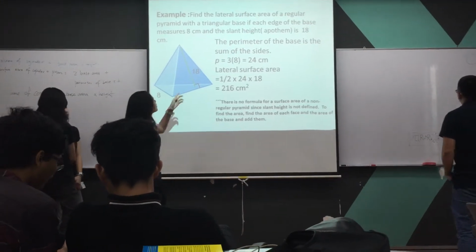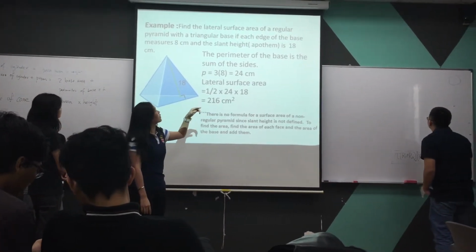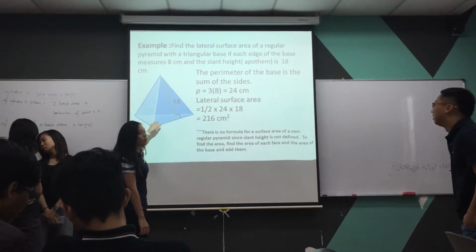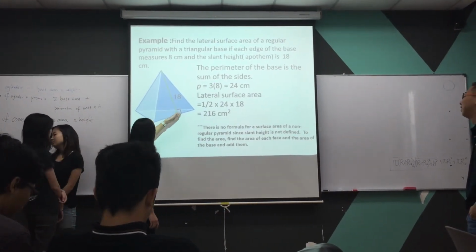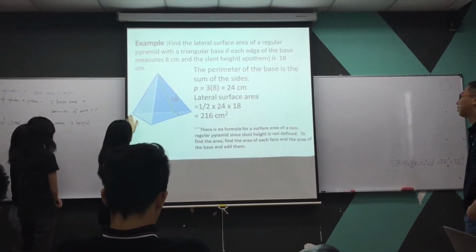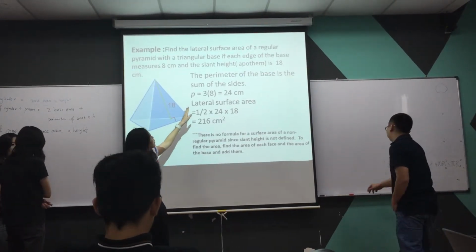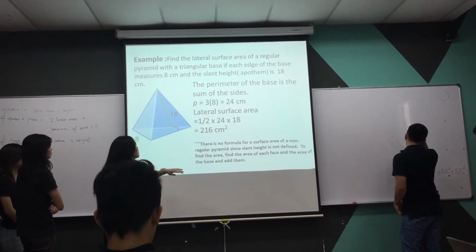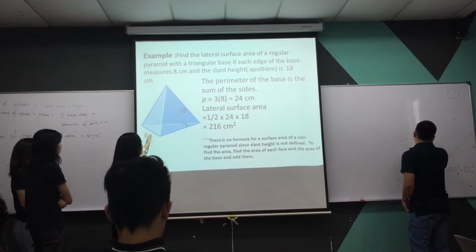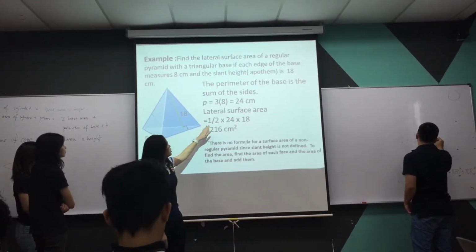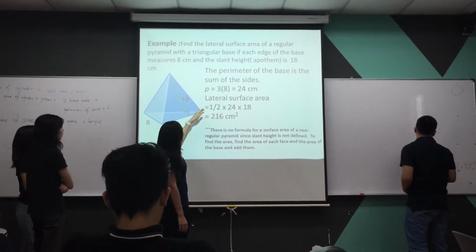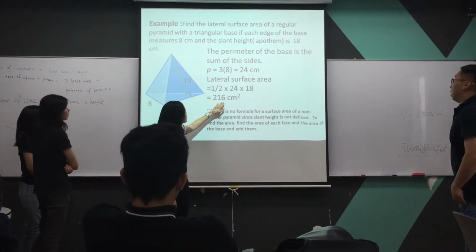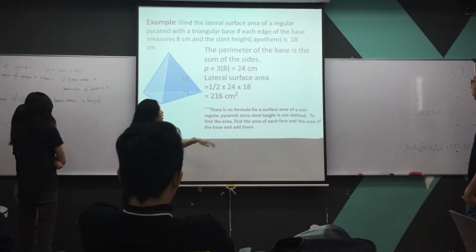For this example, we are asked to find the lateral surface area of a regular pyramid. This pyramid has a triangular base, the apothem is 18, and one side of the triangle is 8. We find the perimeter, P equals 3 times 8 equals 24, which is equivalent to 8 plus 8 plus 8. So we apply the formula, half times 24 times 18, where 18 is the apothem, which equals 216 cm squared.